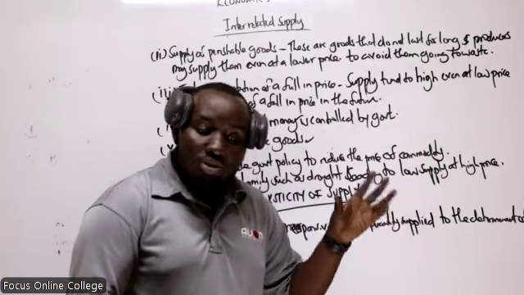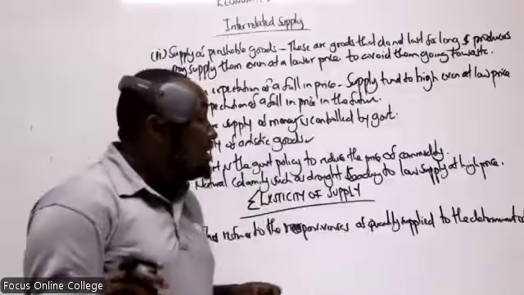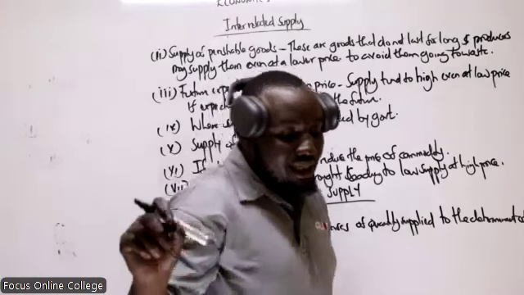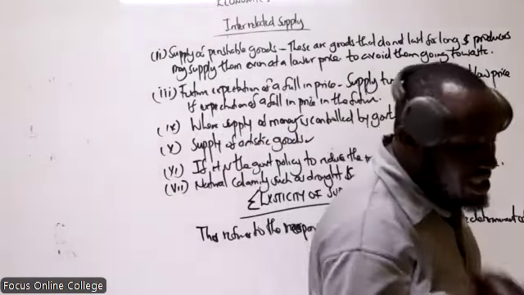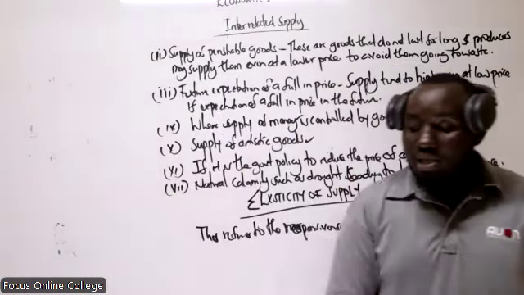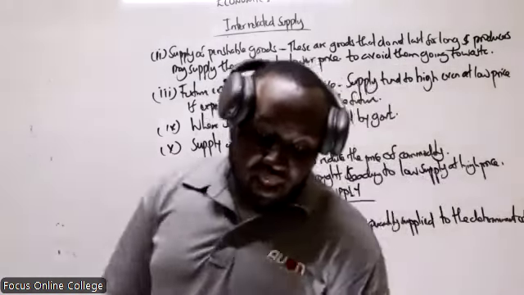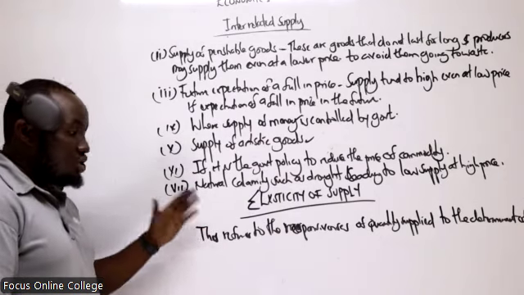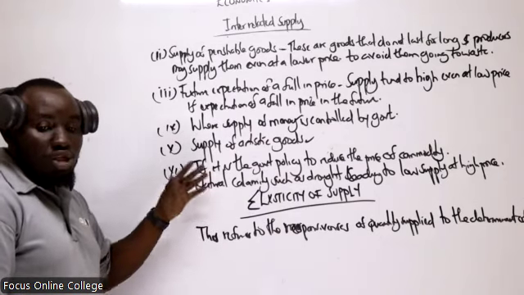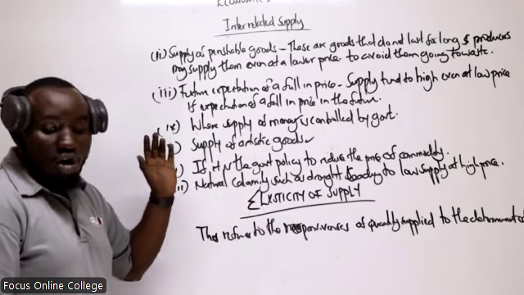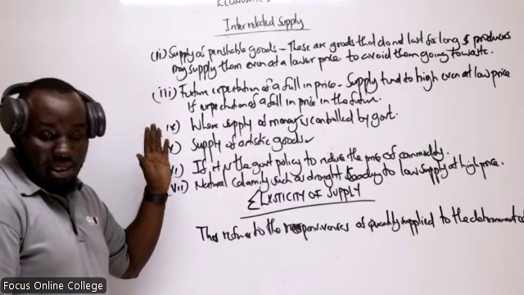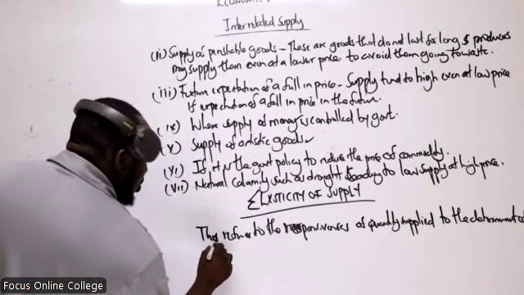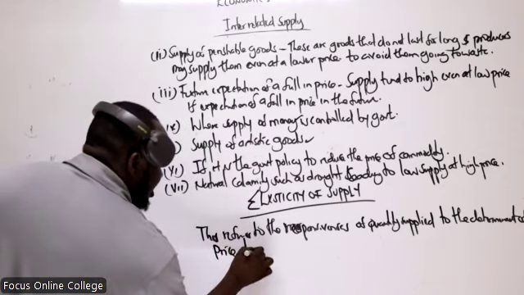When we talk about elasticity of supply, there is only one determinant, and that determinant we call price. Elasticity of supply refers to the responsiveness of quantity supplied to the determinants of supply, and in this case we only have price. So we have what we call price elasticity of supply.